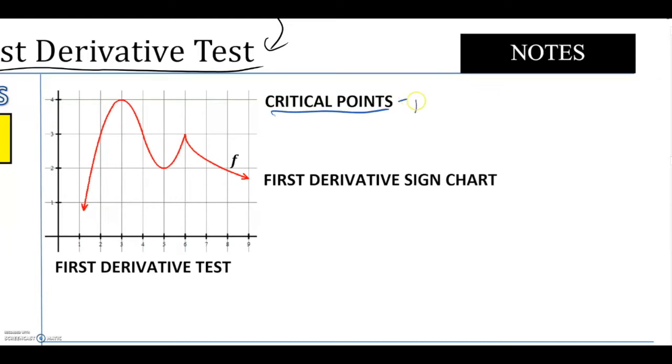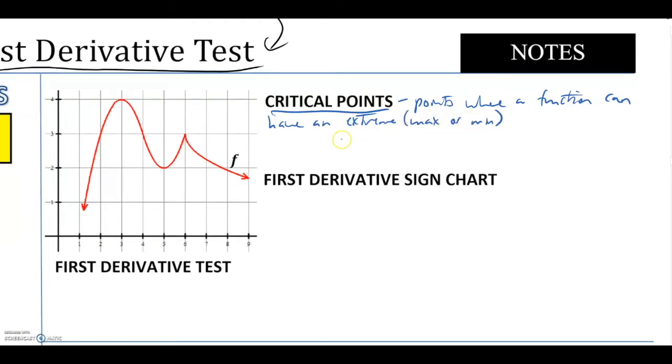And if you recall, these are points where a function can have an extreme, a max or a min. And where we said these critical points can occur are endpoints on a closed interval, and for those, that's only absolute extrema.